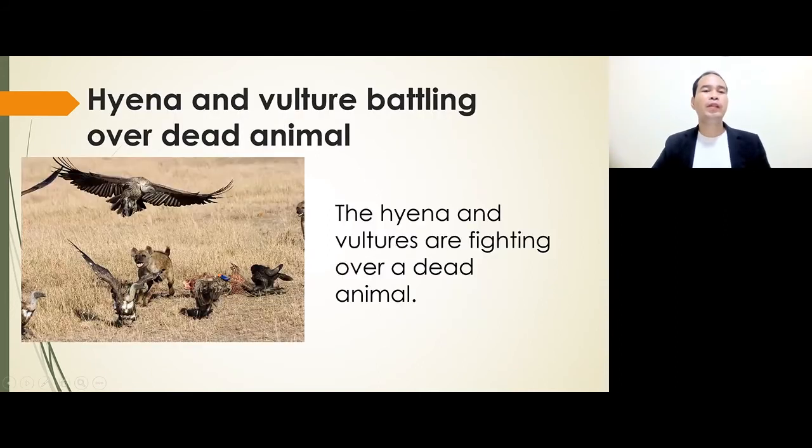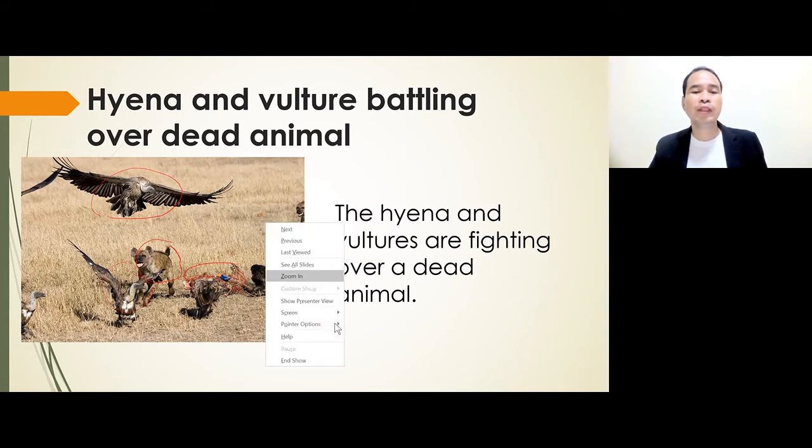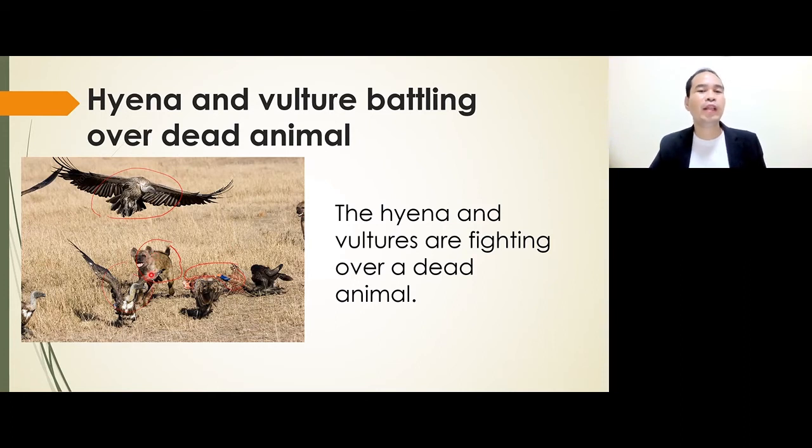So for example, you have your hyena and then your vulture battling over a dead animal. In this case, this is the dead animal. You have here your hyena and these are your vultures. So these vultures versus hyena are competing for the food. They are like having a race over who's going to eat this dead animal first. As you can see in the picture, here's the vulture, and then you have here the hyena who's trying to chase the vulture, like, hey, go away, this is my food.